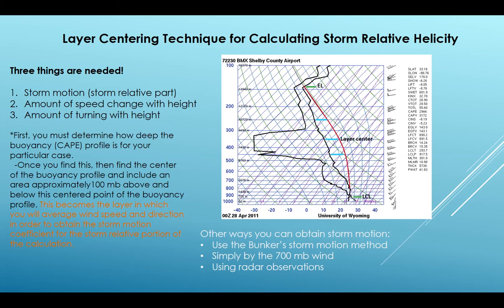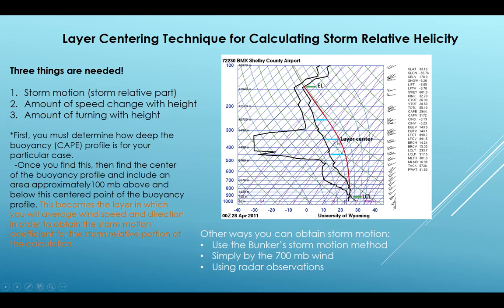So using the observed sounding on the right, this is from April 27th, you can see that in order to find the layer center, you want to find the upper bound of the buoyancy profile, or the equilibrium level. That's up here at 150 millibars in this case. Then you want to look down here to where the LCL is. It's down here, looks like at about 915 millibars.